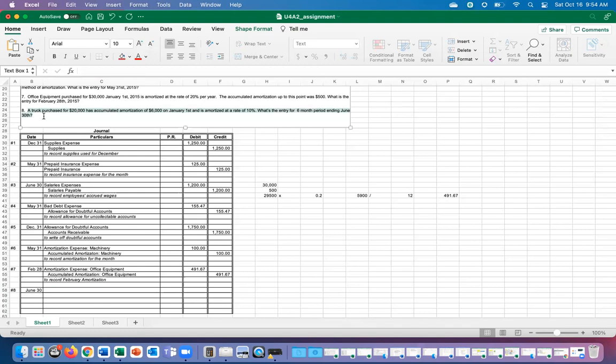We will grab the original amount. So the truck was purchased for $20,000. I'm just going to put this off to the side so we can see it visually, hopefully. And then it has an accumulated amortization of $6,000. So our truck has already lost $6,000 in value. So I'm going to put that down here. And so then we come up with how much the truck is currently worth at the beginning of our 6-month period here. So it is now worth $14,000.